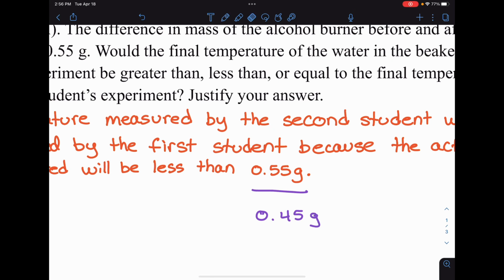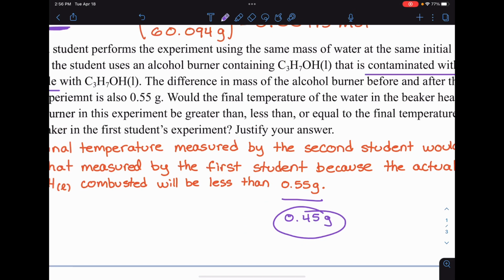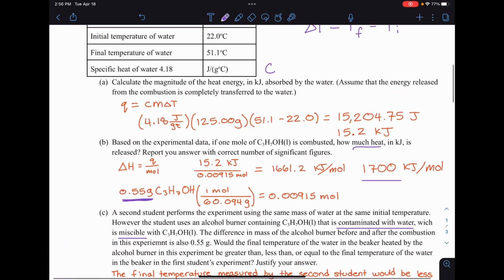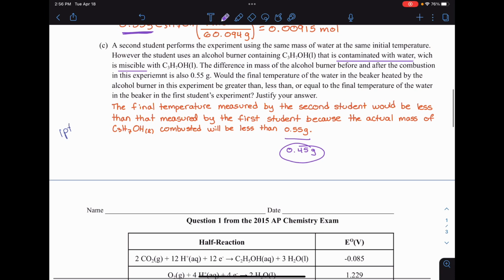So if you only had 0.45 grams of propanol combusting, when you plug that into your Q equation, you would actually have less heat, less kilojoules that's going to the water. And that was worth just 1 point here.